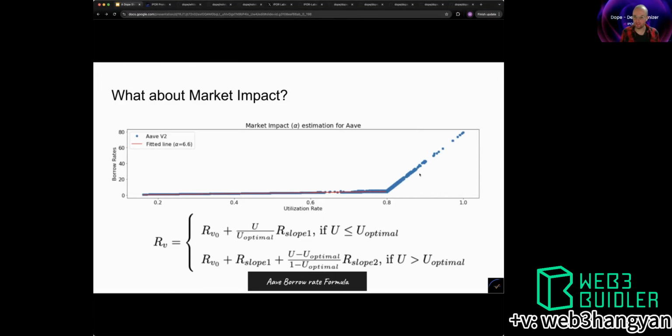And yeah, so this is the equation. What this equation is saying is there is a line here with this particular slope, and then there is another line here with this particular slope.